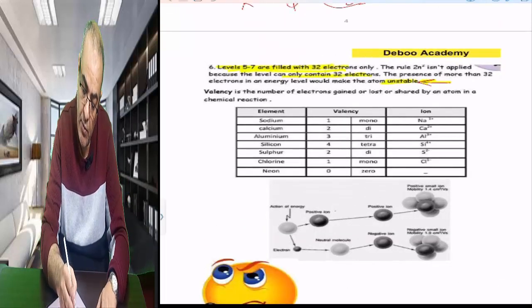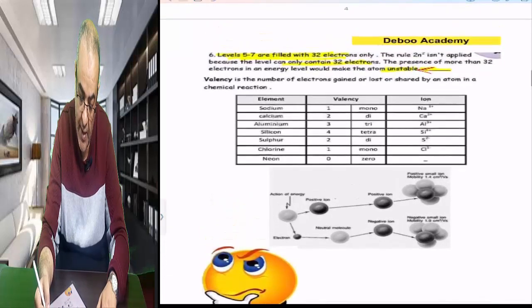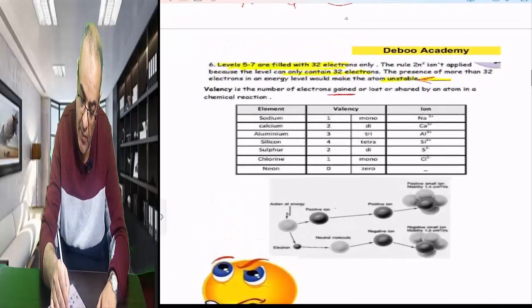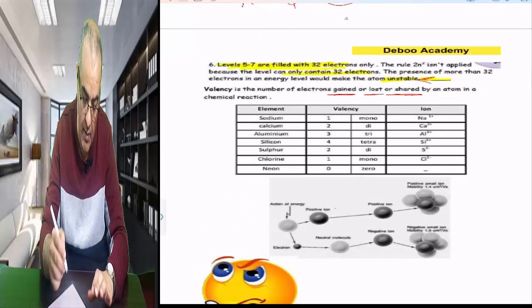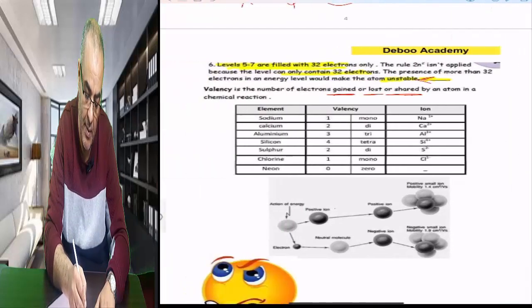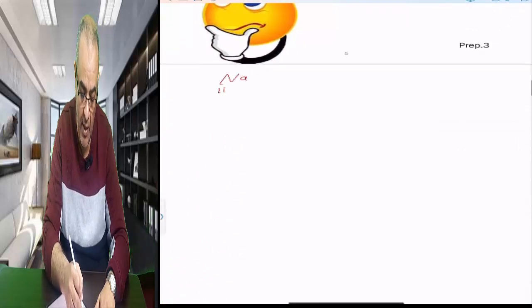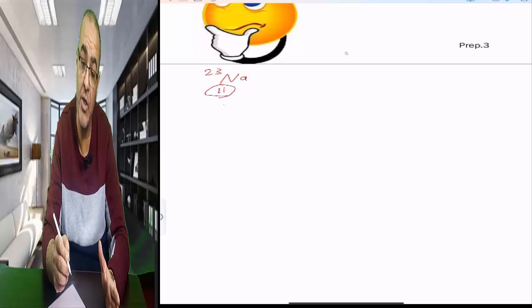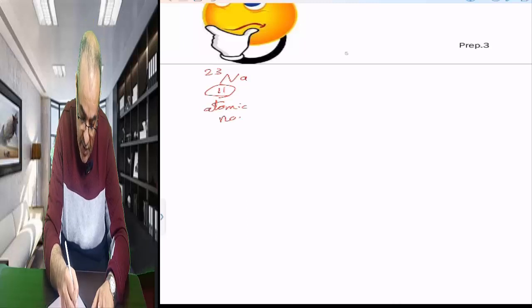Valency is the number of electrons gained or lost or shared by the atom in the chemical reaction. Come to see what about the valency. It is easy to understand about the valency. When you talk about valency, we talk about the atomic number because chemical reactions happen by the outermost energy level electron, this one.